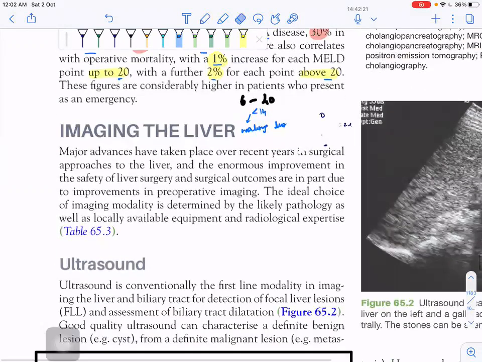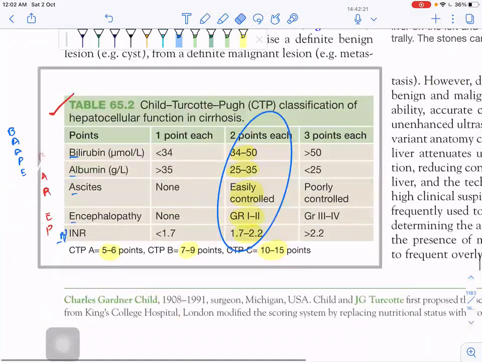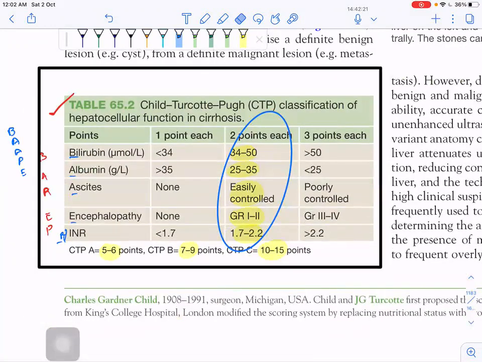So next, imaging of the liver. Before that you have to see the CTP score, which has bilirubin, albumin, prothrombin time, ascites and encephalopathy. Everyone knows it, I don't need to repeat. The CTP points are 5 to 6, 7 to 9, and 10 to 15. Let's remember the middle values: bilirubin 34 to 50, albumin 25 to 35, ascites initially controlled, encephalopathy grade 1 or 2, and INR 1.7 to 2.2.